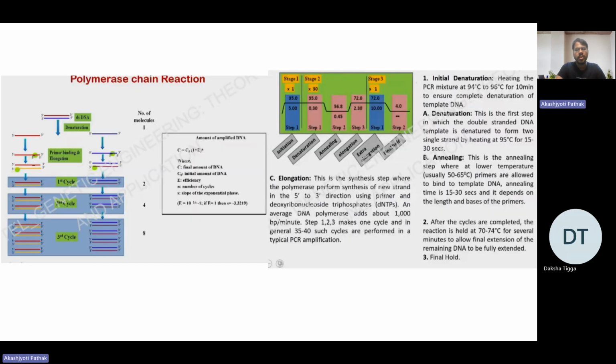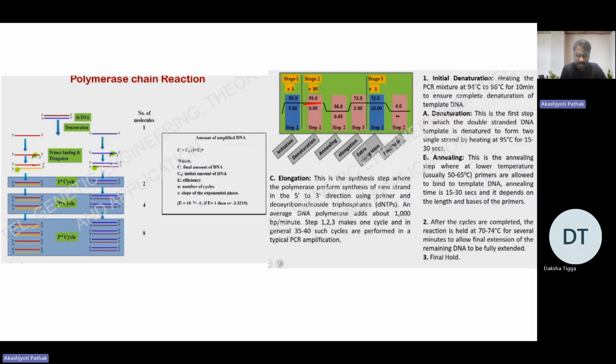Okay. So now, polymerase chain reaction. You know the steps of PCR. There is an initial denaturation, then denaturation, annealing, extension, and then there is a final extension, and then there is a hold. These steps are repeated 30 times. If you have done a PCR, you will see that you can set the number of cycles.